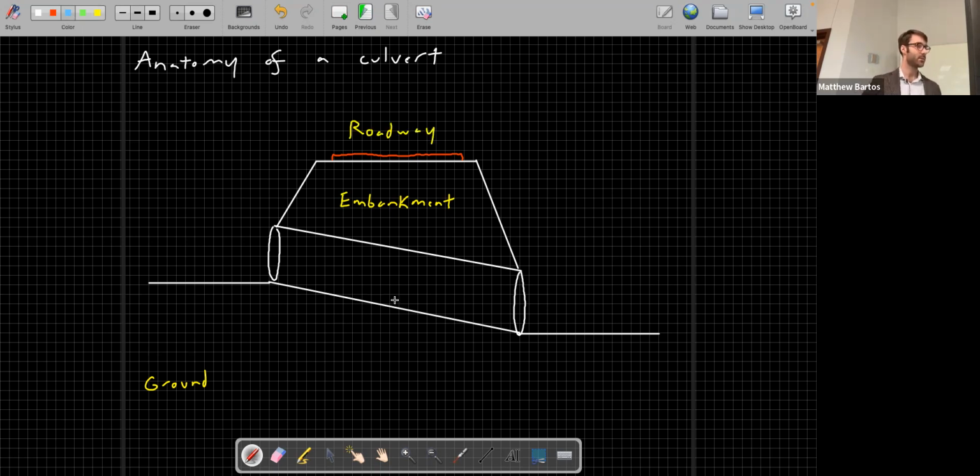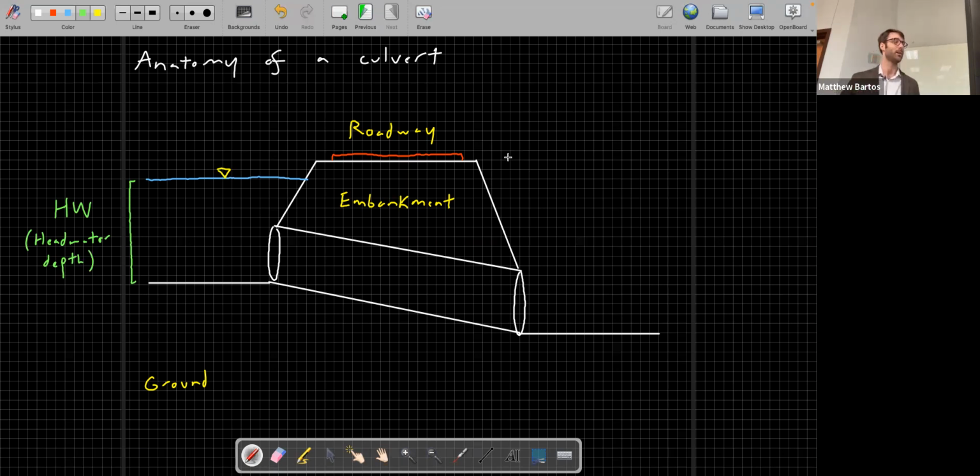Okay, and let's say that we have some water surface. Let's say our culvert is submerged at the upstream end. So we have a water surface here. And this depth here, the depth of the water above the ground at the upstream end, this will be our headwater depth. I'm going to give it the name HW. This is the variable name that's usually used in the hydraulic design manuals. HW is the headwater depth.